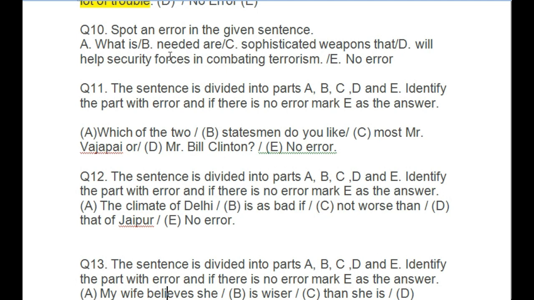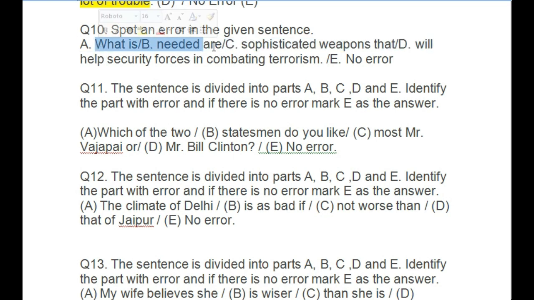This is a very tricky and very good question. I would say it is 10 out of 10 for any competitive examination. What is needed are sophisticated weapons that will help security forces in combating terrorism. The relative pronoun "that" is for weapons, so this is absolutely correct. But the problem is, what is needed? This is one clause, the subjective clause, and in this clause, for "needed", the subject and verb are used correctly. So till this segment, this is absolutely fine.